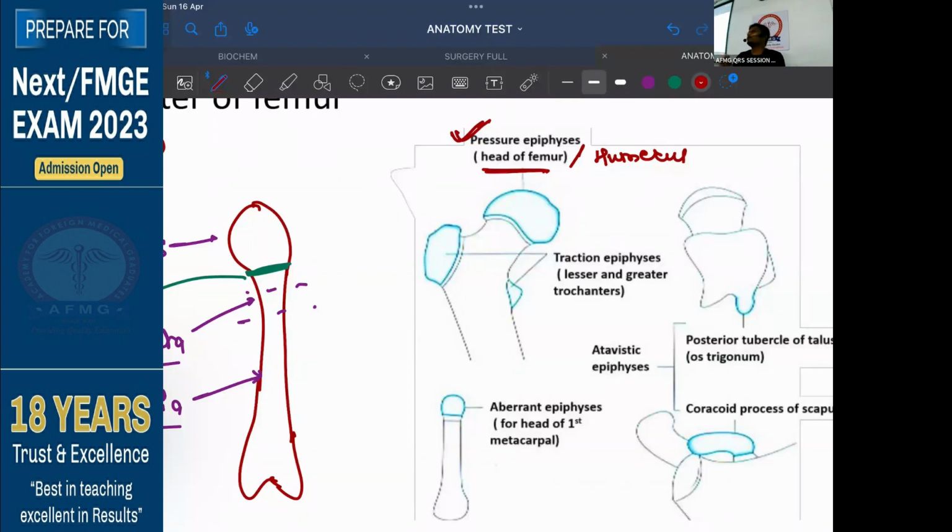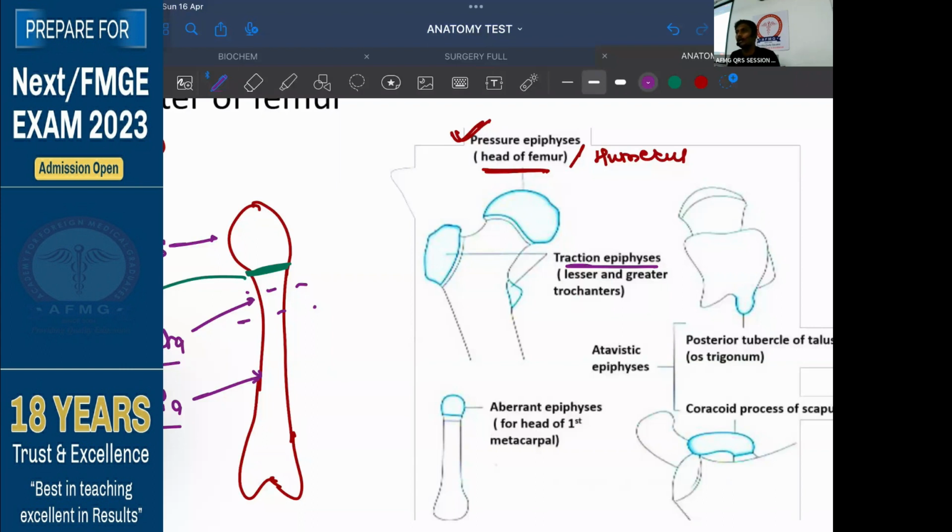Then just below the pressure epiphyses, जहां जहां pressure epiphyses होते हैं ना, उसके आसपास there is high probability that we can see another type of epiphyses also. What are these called? These are called traction epiphyses. What do I mean by traction in layman language? Traction का मतलब क्या होता है? Pull, right? There is some pull on the bone which creates these types of epiphyses.